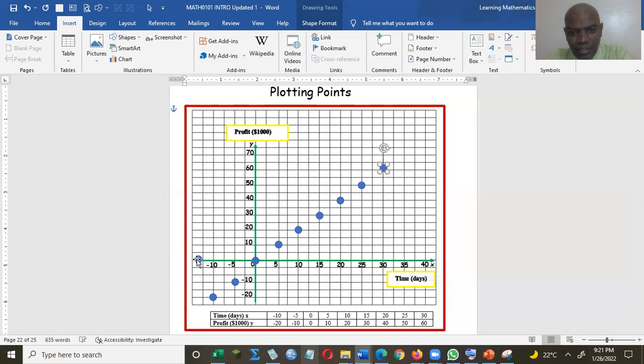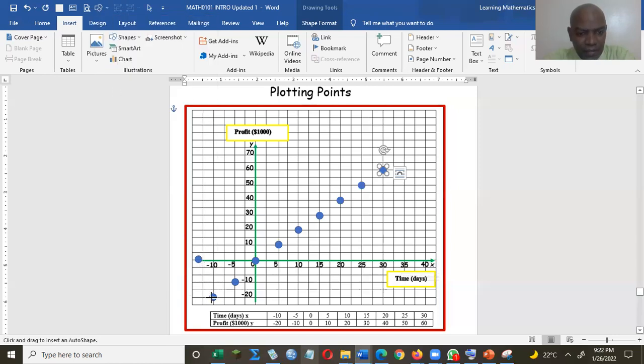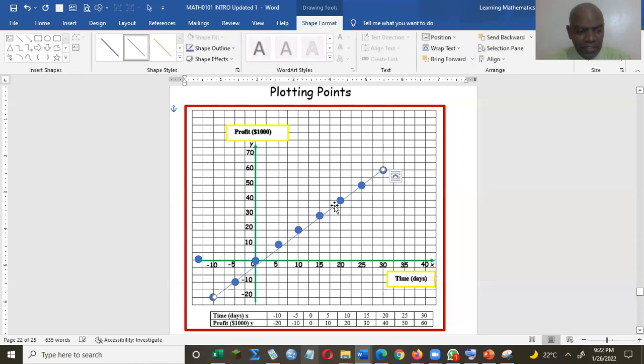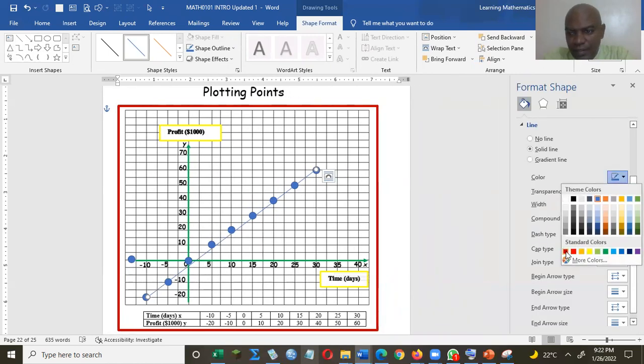Okay, so plotting points. As you can see, the height of the points will give you the level of the profit. And this is even accentuated by drawing a line, joining the points with a line. This line can be made more visible by color coding it and darkening it.